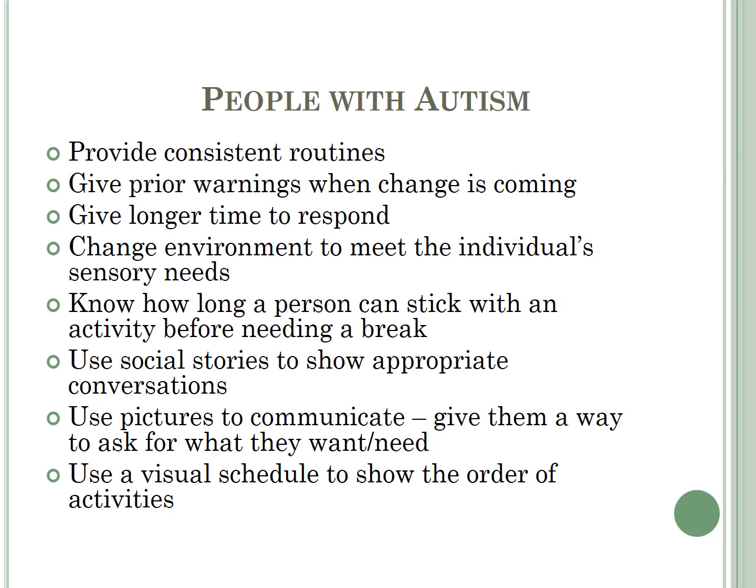To get them to understand some socially appropriate behavior, you can always use social stories so that you can teach folks about appropriate conversations to have. You can use pictures to communicate, and that also helps the person ask for what they want or need if they are non-traditional communicators. And then you can also use a visual schedule to show the order of activities that they're going to be engaging in throughout the day, and that'll help prepare them for their day.